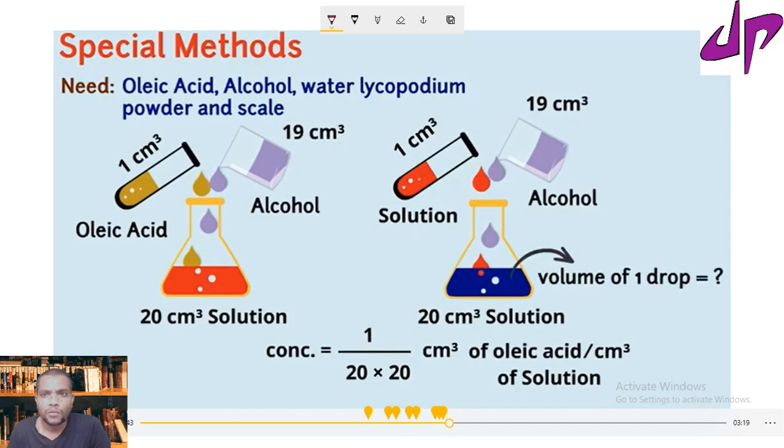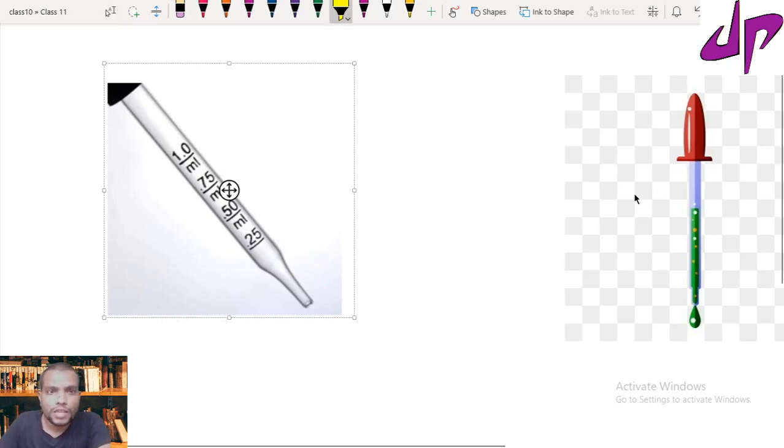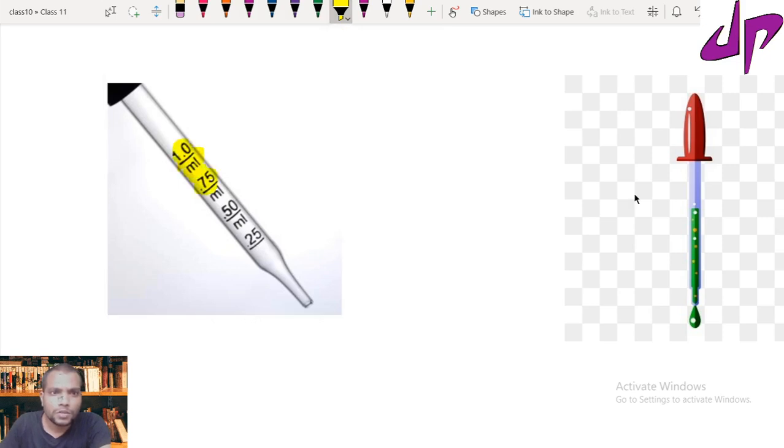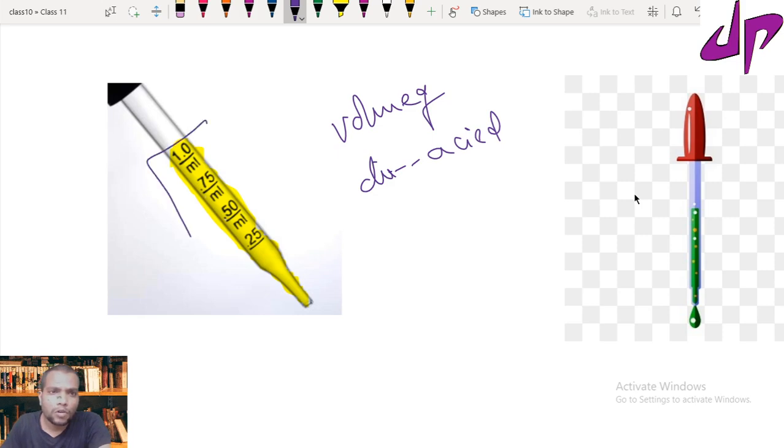Now if I take a volume of 1 drop, with the help of a dropper, if I take a volume of up to 1 ml from the diluted solution of the oleic acid, suppose I take 1 ml, it means I know how much volume I am taking. So the volume I took is the volume of diluted acid. With the help of the dropper I can take that as 1 ml.